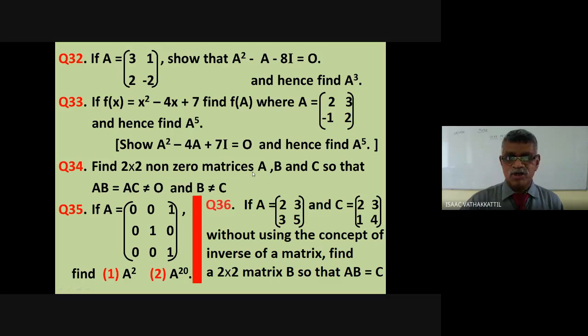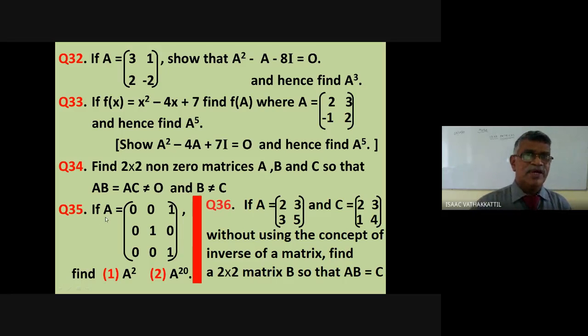Find 2 by 2 non-zero matrices A, B and C. Remember, all these must be non-zero matrices so that AB equal to AC not equal to 0. See, the first part is quite obvious. When you want AB and AC non-zero, you cannot have A, B or C a zero matrix. But AB must be equal to AC, but B is not equal to C. Remember, in real numbers it is not possible. If AB equal to AC, either A equal to 0 or B is equal to C. Here what we want is B is not equal to C and A is not equal to 0, B is also non-zero. Bring out examples here.